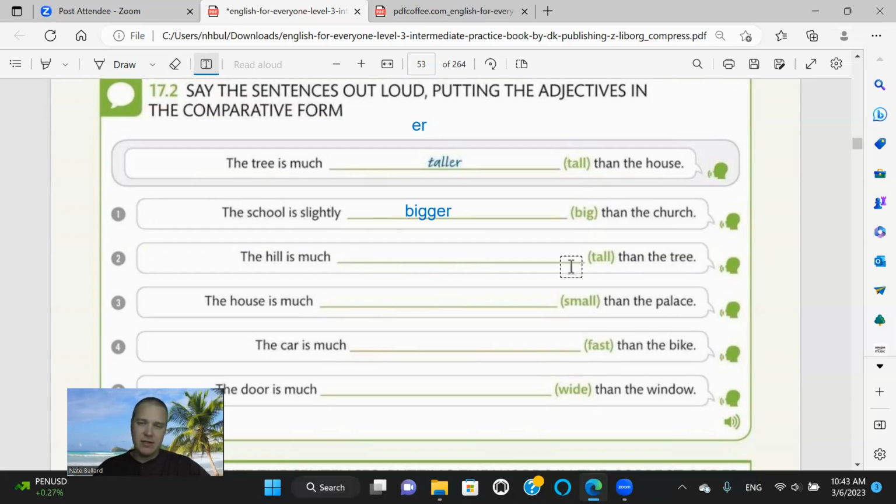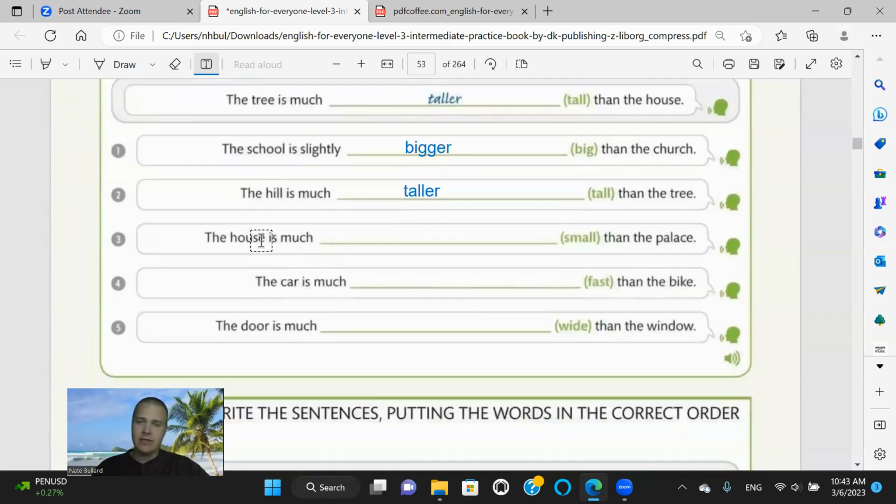The hill is much tall than the tree. This one is going to be the hill is much taller than the tree. The hill, como el monte, es mucho más alto que el árbol. The house is much blank than the palace. The house is much smaller than the palace.